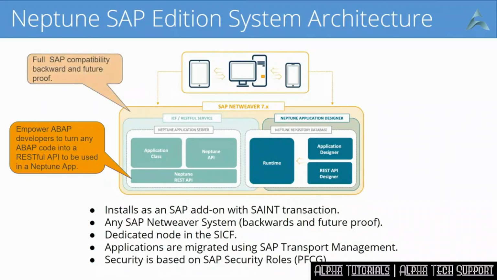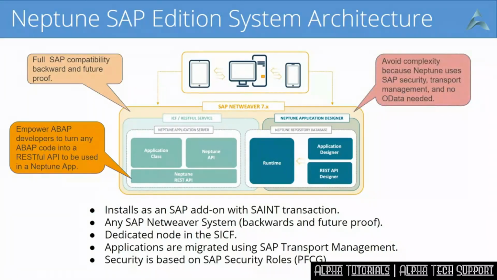Full SAP compatibility, backwards and future proof. I already mentioned it's S4 compliant. You're not going to have to rewrite your code. Avoid complexities because Neptune uses SAP security, transport management, and no OData.